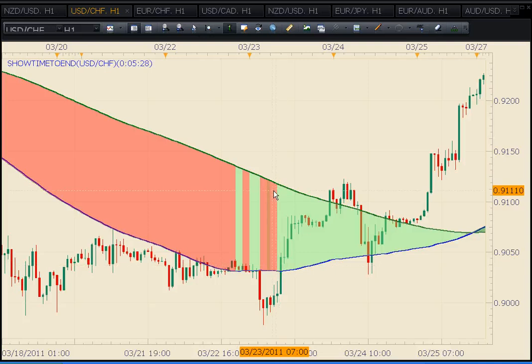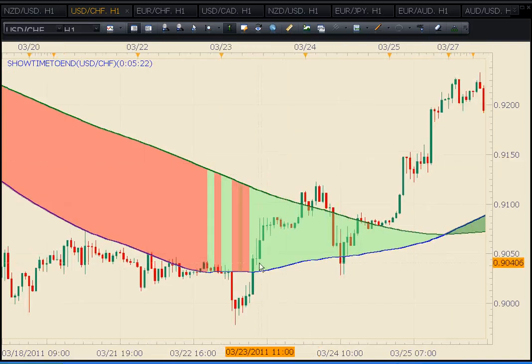But with the cloud, if you want to trade it safely and look for good runs and be a conservative trader, what you'll do here is wait for the break and close of the 200 bar moving average, which is on the other side of the cloud. Now you wait for this close, and you get in.